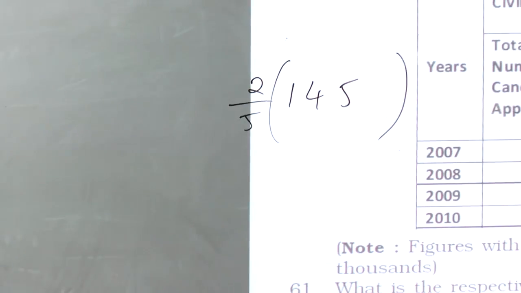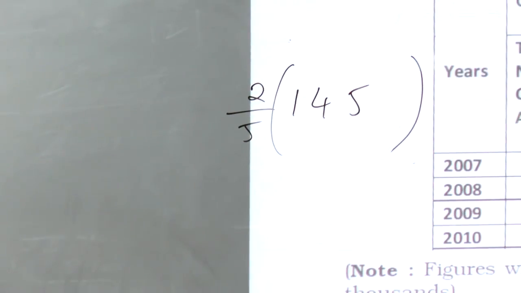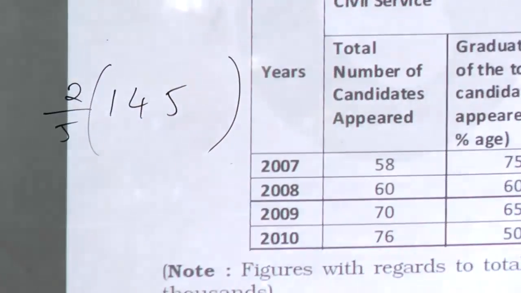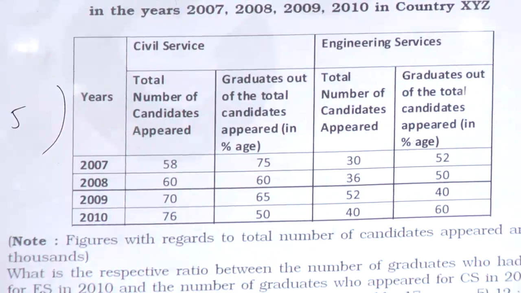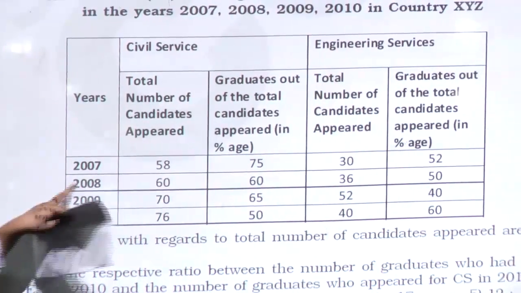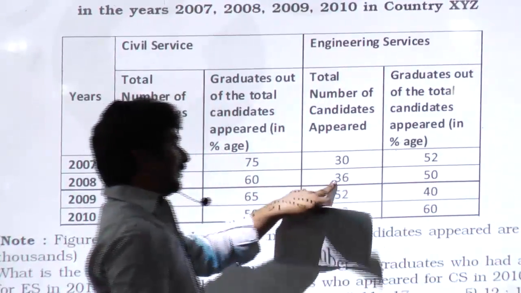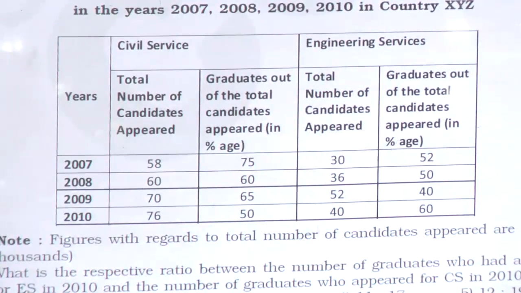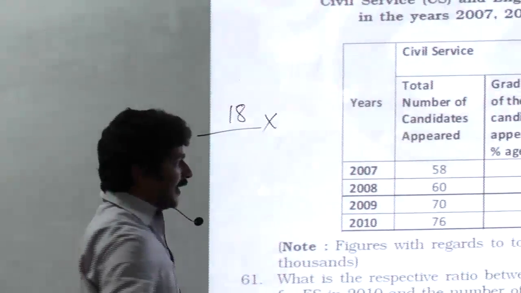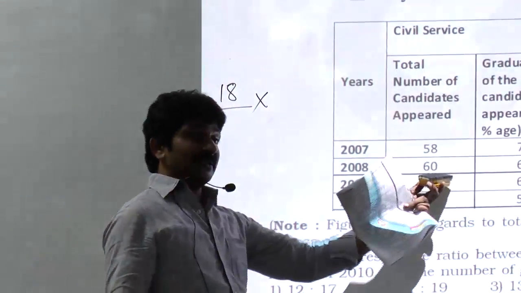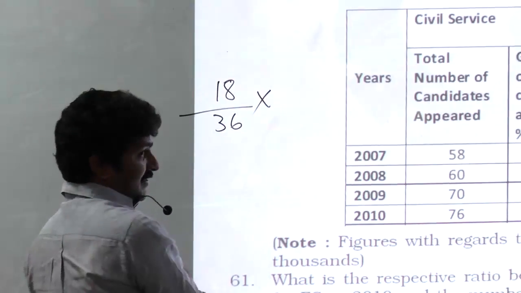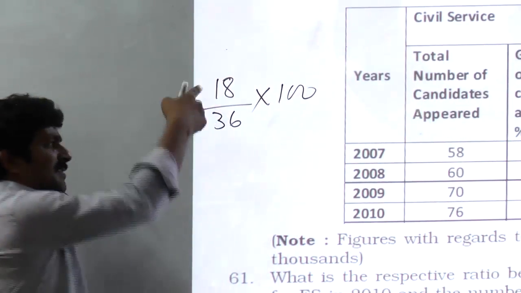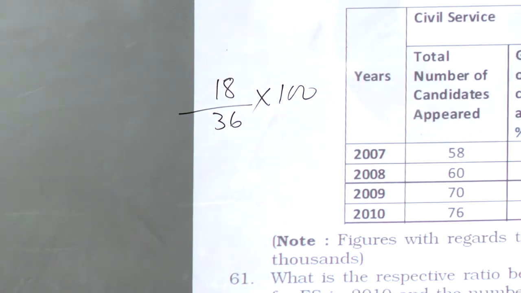Next 65. The total number of graduates who appeared in engineering service in 2008 is what percent of the total number of graduates who appeared CS in the same year? 2008. Engineering service 50% of 36. How much is that? 18. Is what percent of candidates who have appeared for CS in graduation in the same year? 60% of 60, which is 36. This is half, right? 50%. You asked about percentage only. 50%.